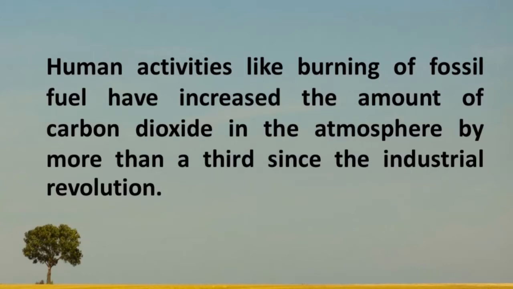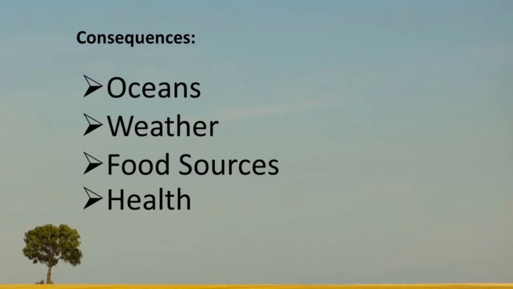The more greenhouse gases in the atmosphere, the more heat gets trapped, which strengthens the greenhouse effect and increases the Earth's temperature. Human activities like burning of fossil fuel have increased the amount of carbon dioxide in the atmosphere by more than a third since the Industrial Revolution. The rapid increase in greenhouse gases in the atmosphere has warmed the Earth at an alarming rate. While the Earth's climate has fluctuated in the past, atmospheric carbon dioxide hasn't reached today's level in hundreds of thousands of years. Climate change has consequences for our oceans, our weather, our food sources, and our health.